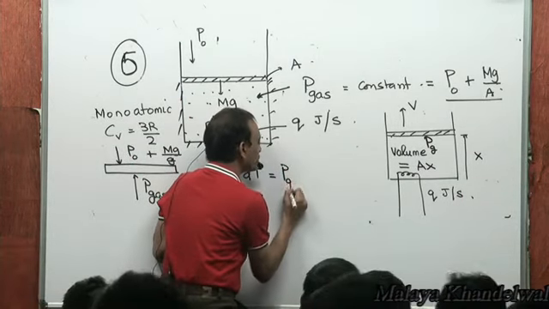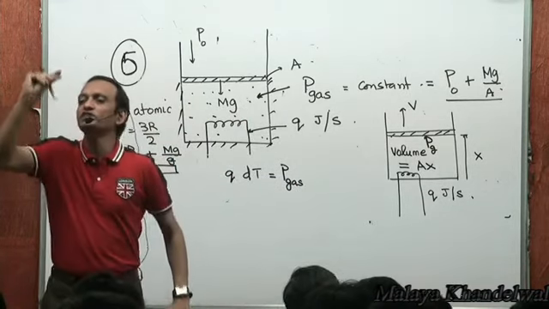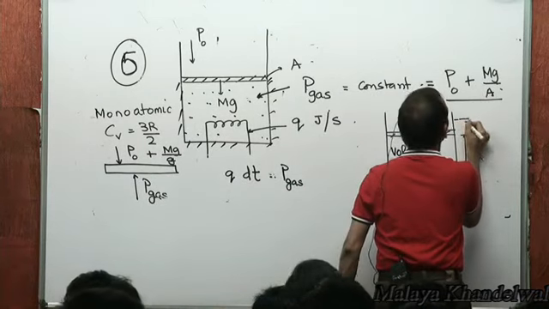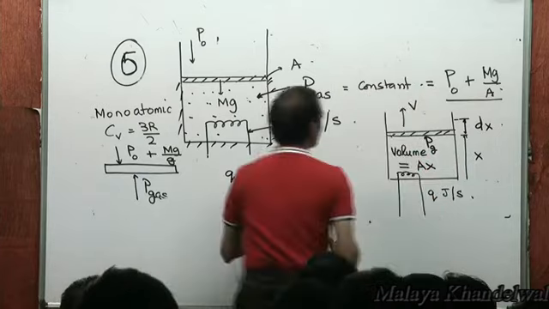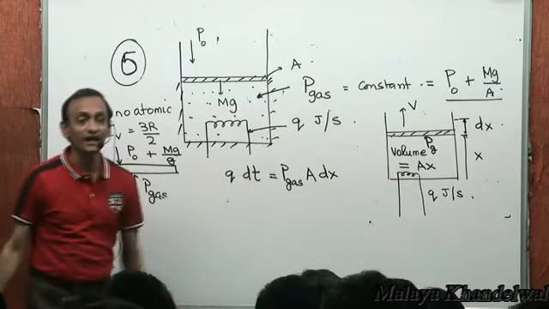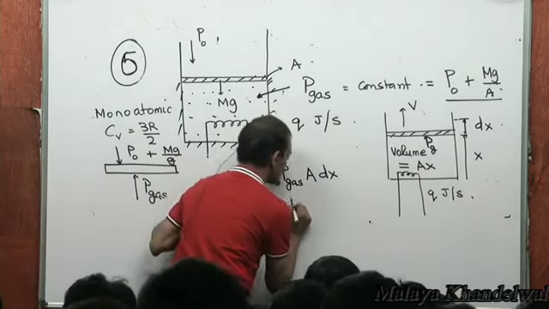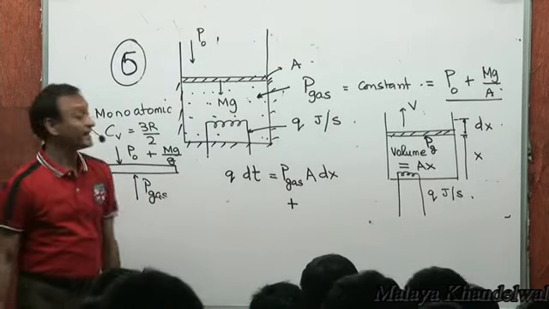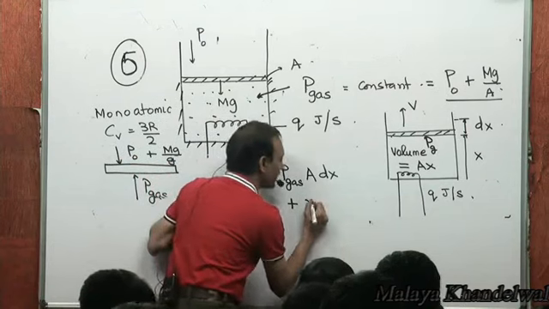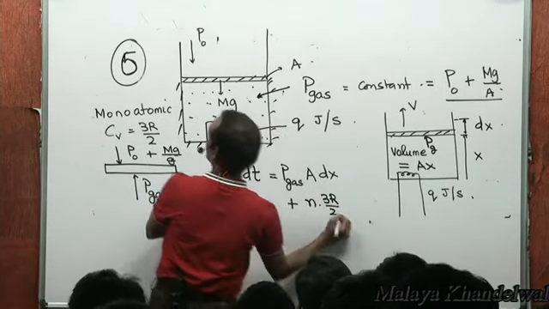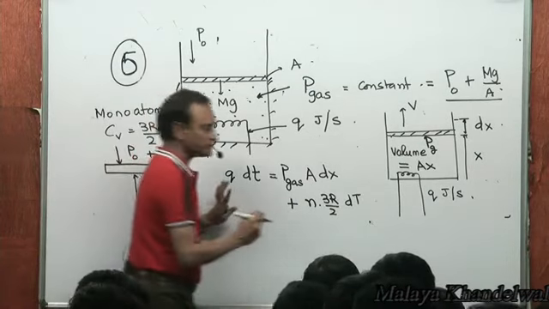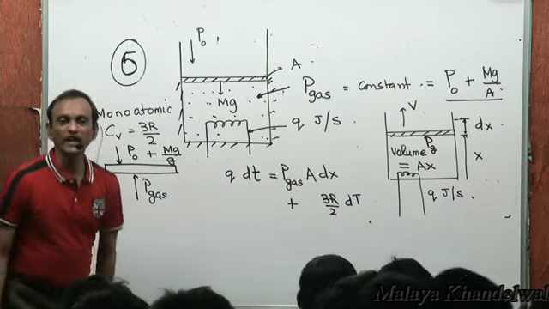Work done will be the pressure of the gas into a small change in volume. Let's say in a small time dt, the piston moves up by a small amount dx. So the work done by the gas would be pressure of the gas into change in volume, and the change in volume is A into dx. Yes or no? Plus the change in internal energy. Let's say the change in temperature in that small time is capital dT. So this is going to be N Cv dT, where Cv is 3R by 2 for a monoatomic gas. Oh, 1 mole is given? Okay. Yes or no?